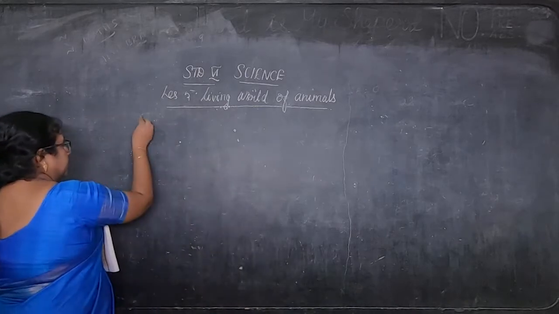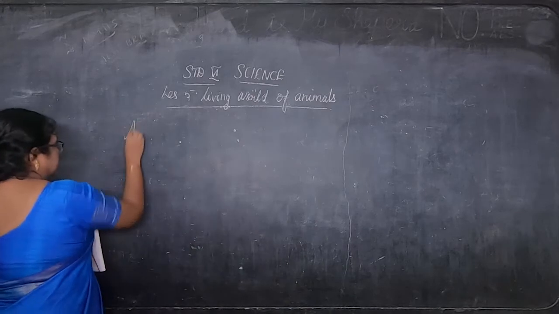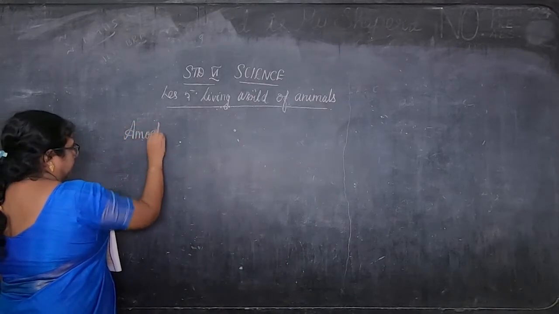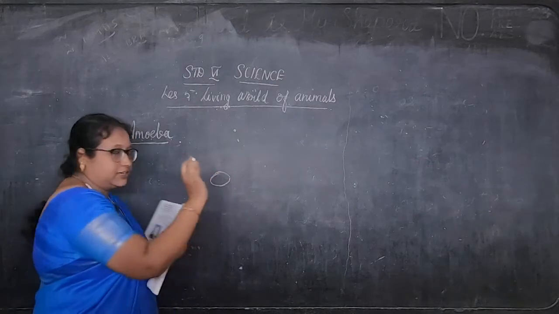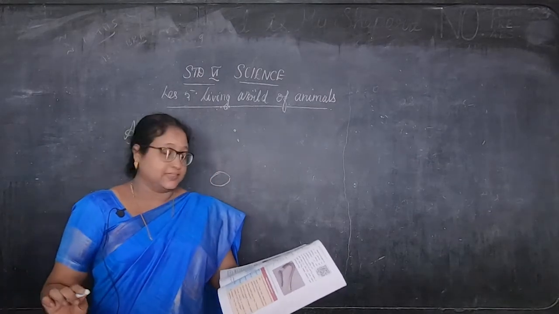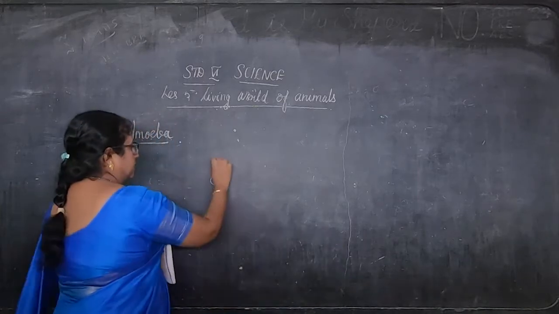Next, we will see the paramecium. So, before that, we will just go through the amoeba. So, first, what did I say about amoeba? So, I will draw the diagram. Those who have the book can take your book and see, children, page number 76. And those who don't have the book, you can take your notebook and just draw the diagram there.